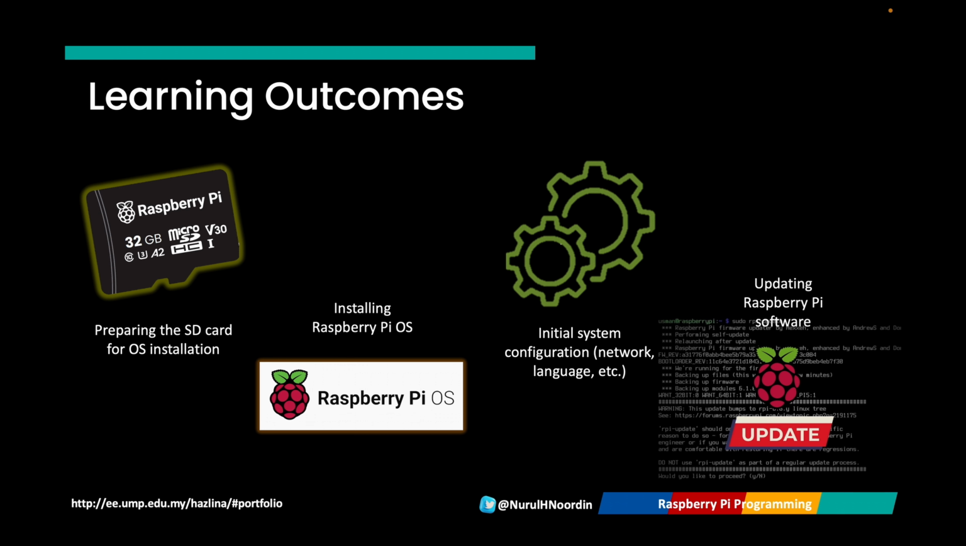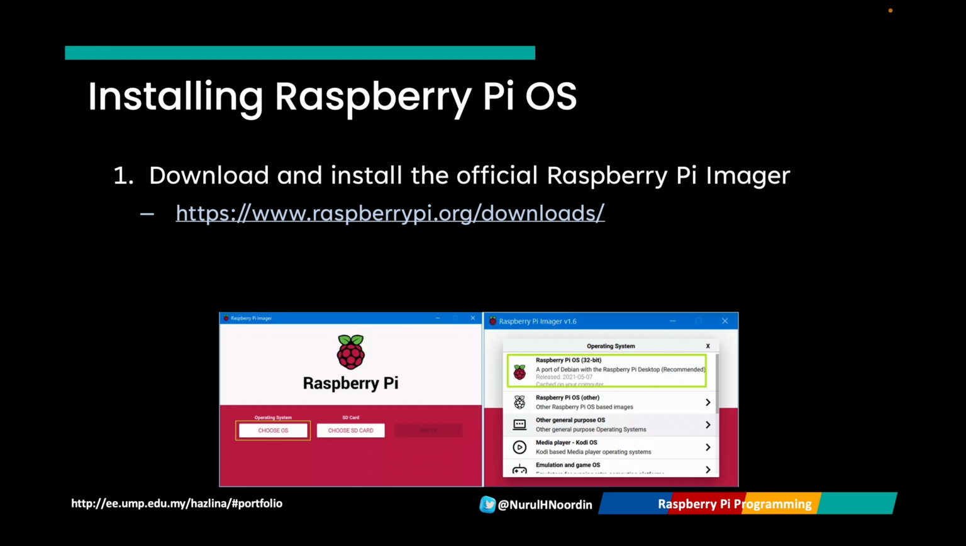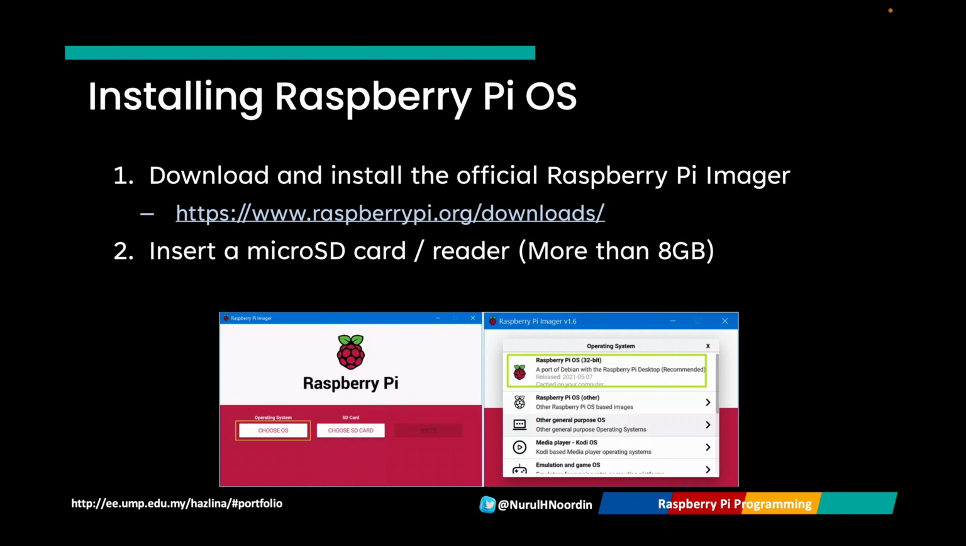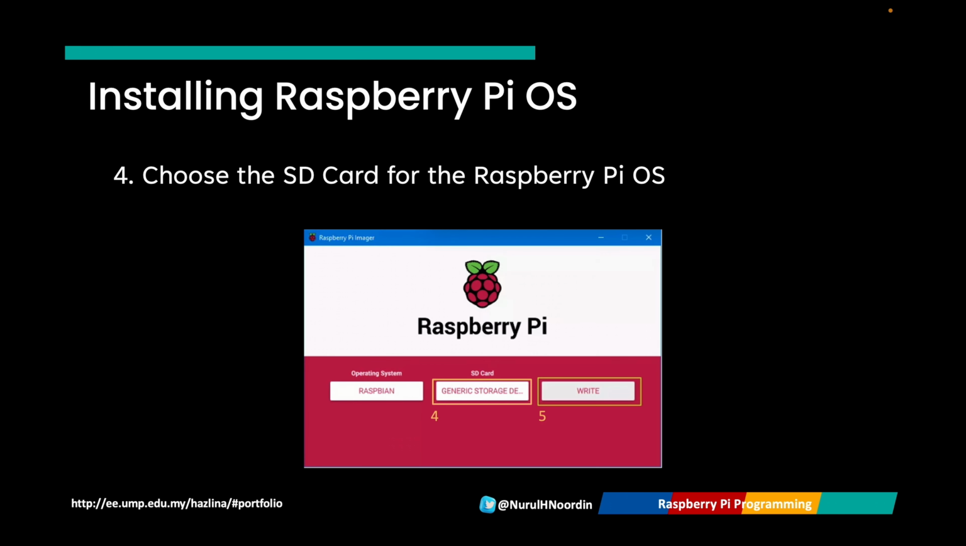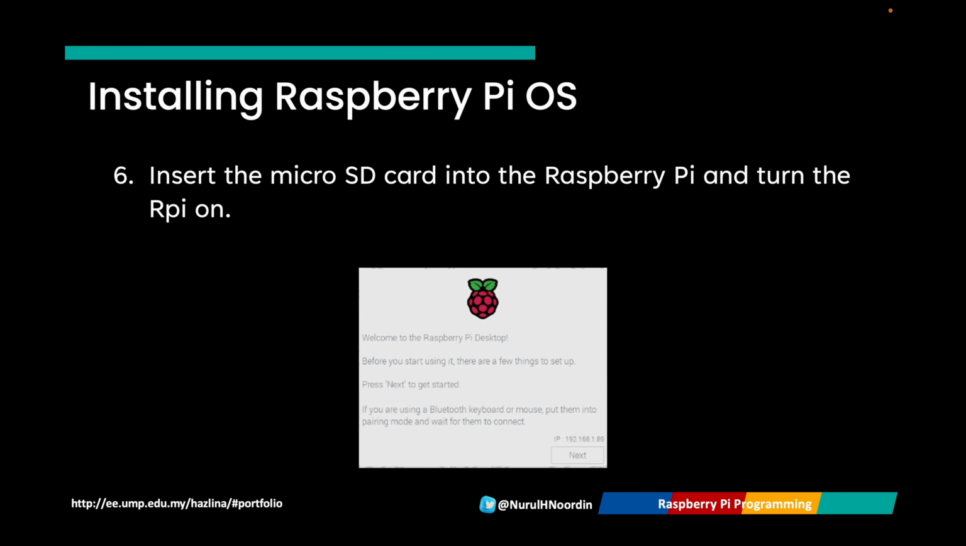Let's begin. The official Raspberry Pi OS is Raspbian, based on Debian Linux. To install it, download the Raspberry Pi Imager from the Raspberry Pi website, flash the OS onto a micro SD card, and insert it into the Raspberry Pi. Choose the suitable operating system type. Choose the SD card for the Raspberry Pi OS. Click on Write. Insert the micro SD card into the Raspberry Pi and turn the Raspberry Pi on.